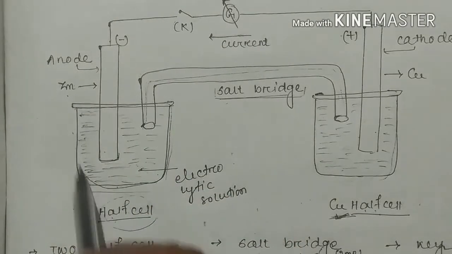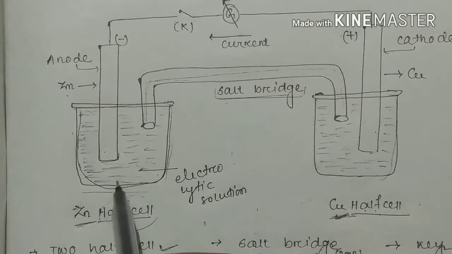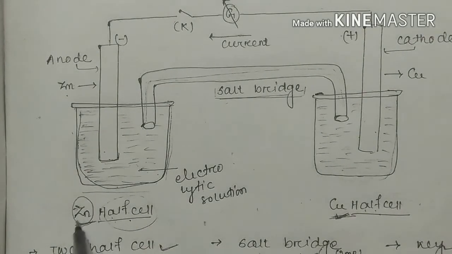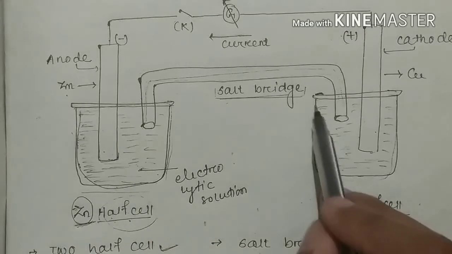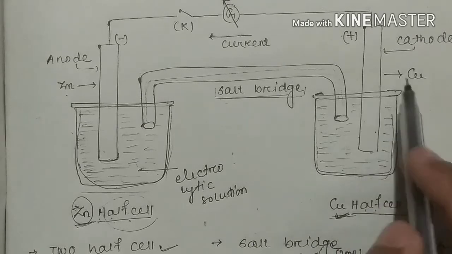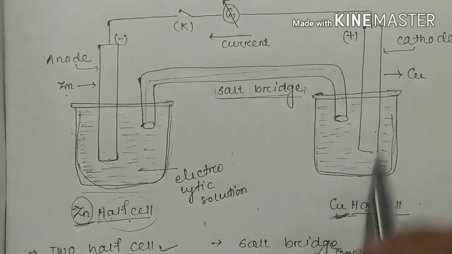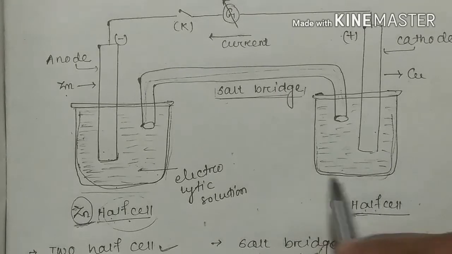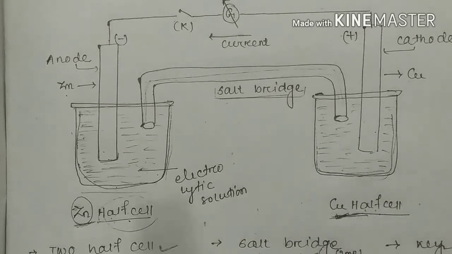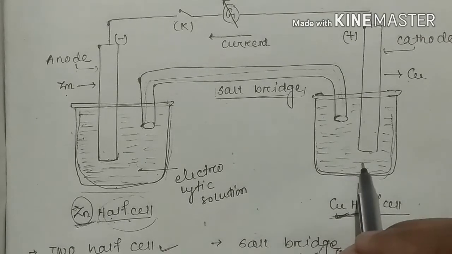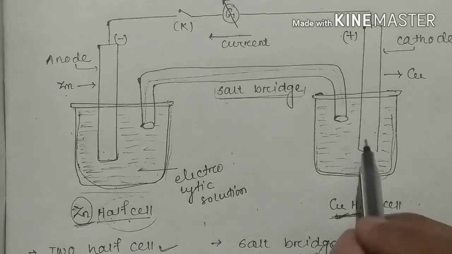The beaker or half cell which contains the electrode of zinc metal is known as the zinc half cell, and the beaker or half cell which contains the copper electrode is known as the copper half cell. Each half cell contains the electrolyte according to the electrode.